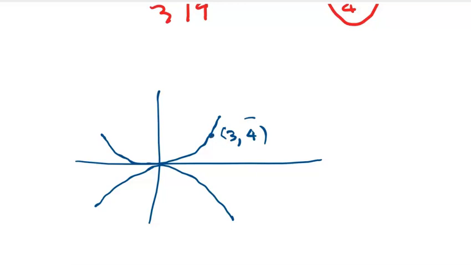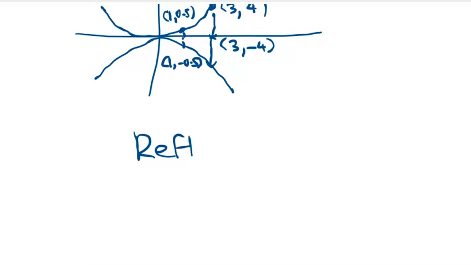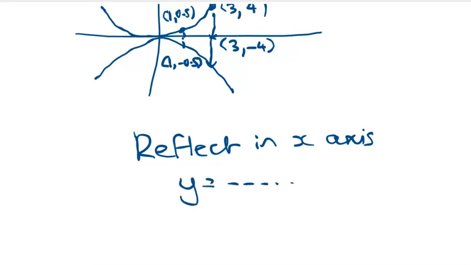Well, what do I want that new point value to be when I reflect it? Well, just looking at it, the x value stays the same, but the y value will be negative 4, right? If I have this point here, suppose that point is (1, 0.5), then when I reflect it, it will be (1, negative 0.5). So in general, to reflect in the x-axis, if we start with y equals blah, blah, blah, then the reflection will be y equals negative blah, blah, blah. And it really is that simple.